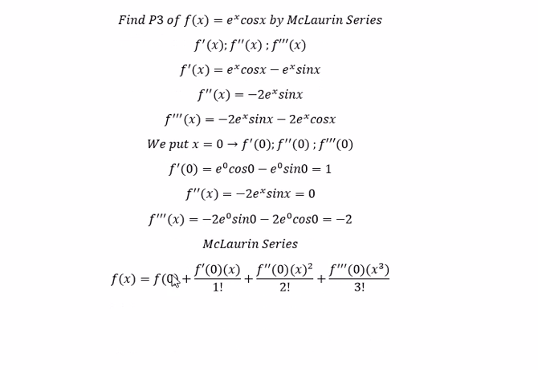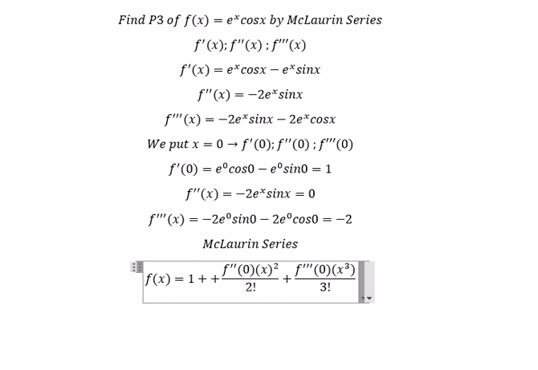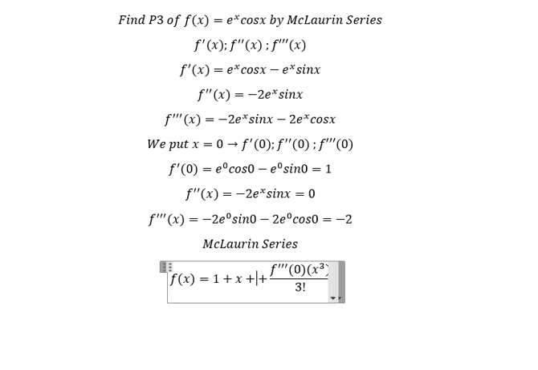So we put the numbers in here. This one you get 1, this one you get 1, so you get x. This one you get 0, so we don't have anything. This one you get negative 2, and you get 6. Negative 2 divided by 6, you get negative 1 over 3.